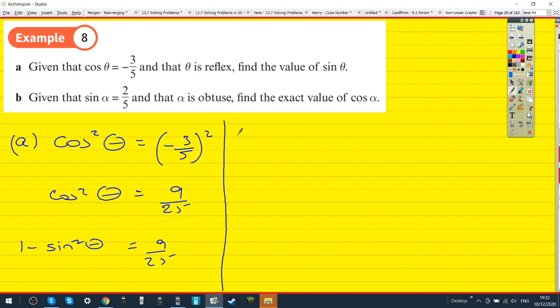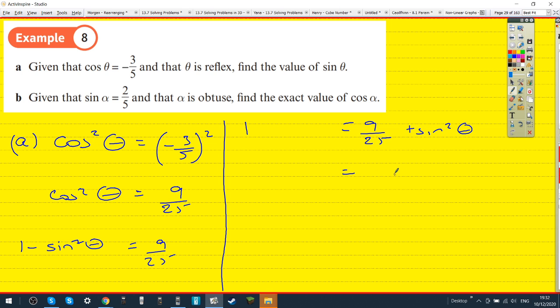Minus 1 minus sine squared theta. If you bring the sine squared theta to the right side, would you need to minus it, or do you have to divide to get rid of it? It's already minus. Oh, so you add. Yeah. So it'd be 9 over 25 plus sine squared theta.